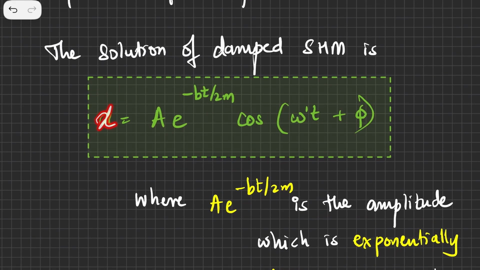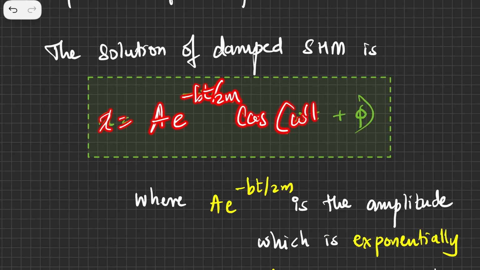So I'm writing this equation directly, so you can just learn it by heart in case your board does not demand it. In case your board demands, you need to solve that. So x is equal to a e raised to minus bt by 2m cos of omega dash t plus phi.